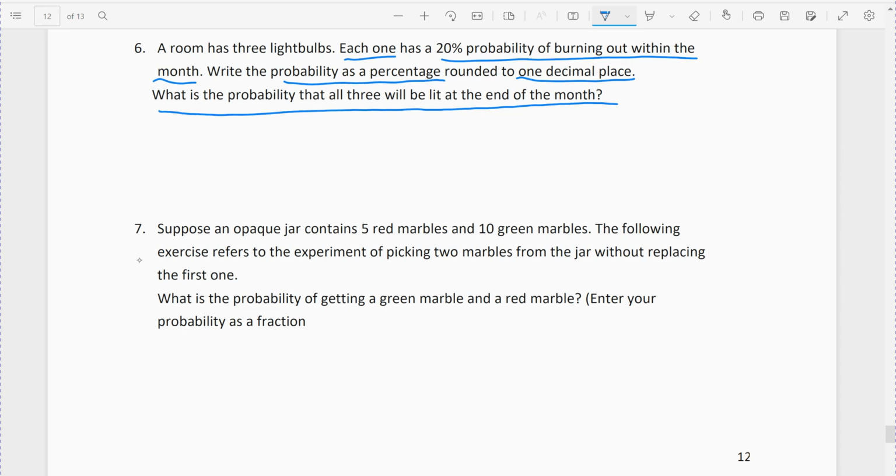All right, and they're independent events. These are independent events, right? That's what each one has a 20% probability of burning out. Whether one burns out or the other, one burning out should not have an effect on the other burning out, right? They should be independent light bulbs.